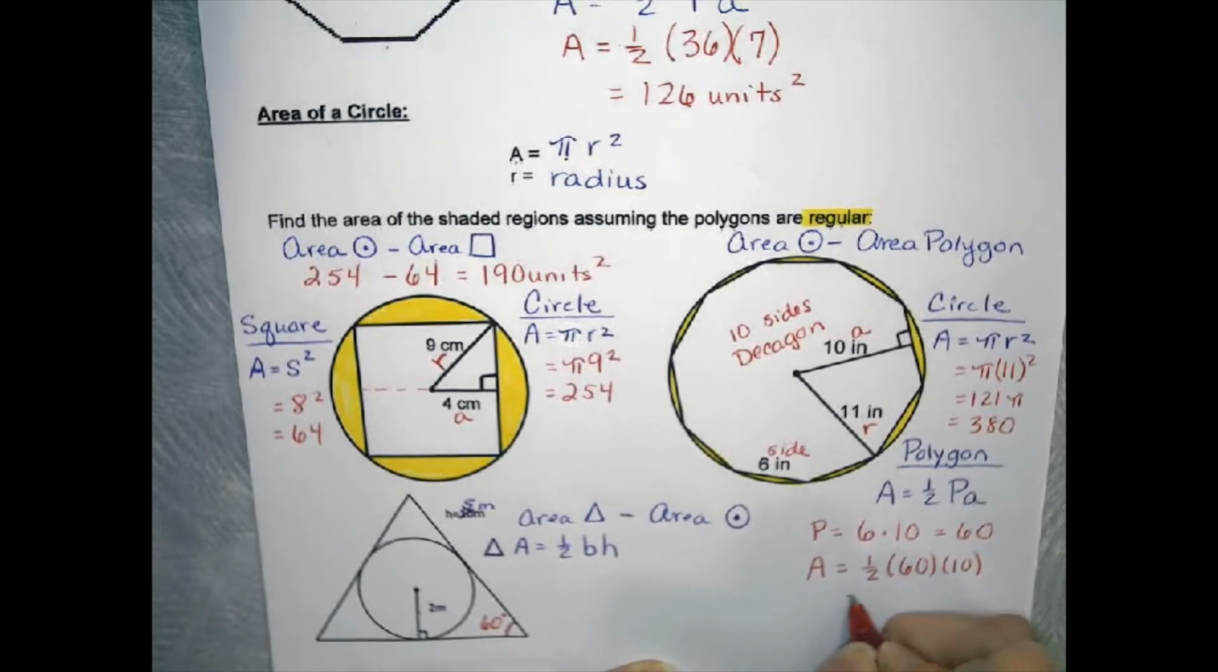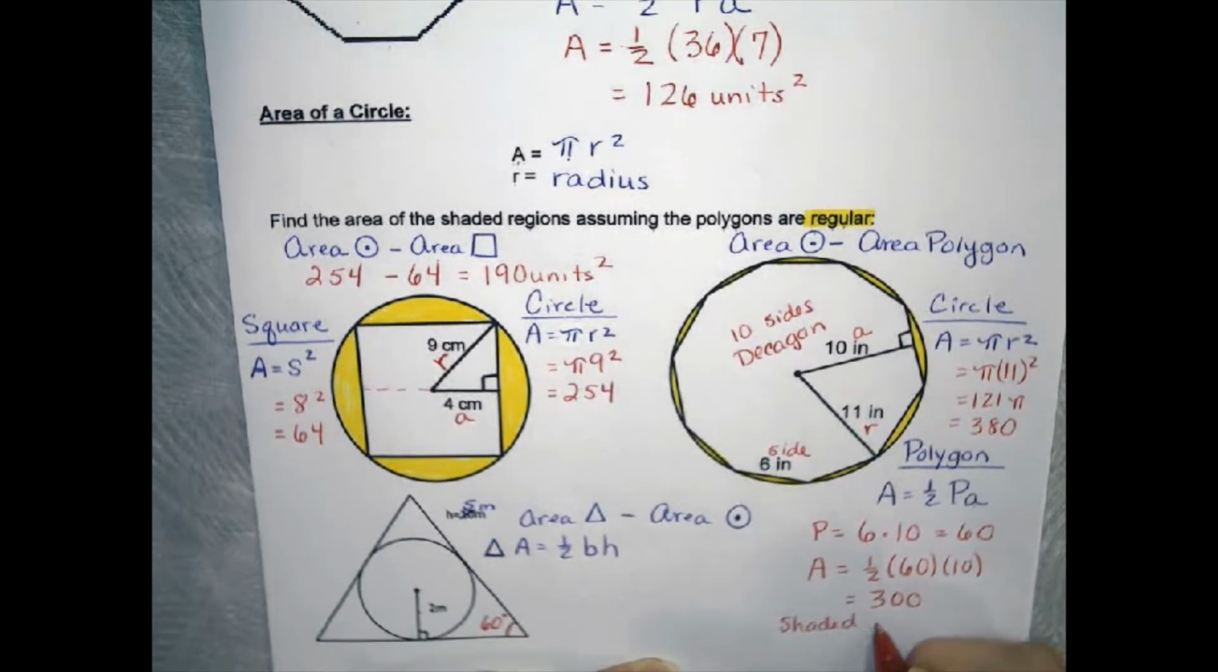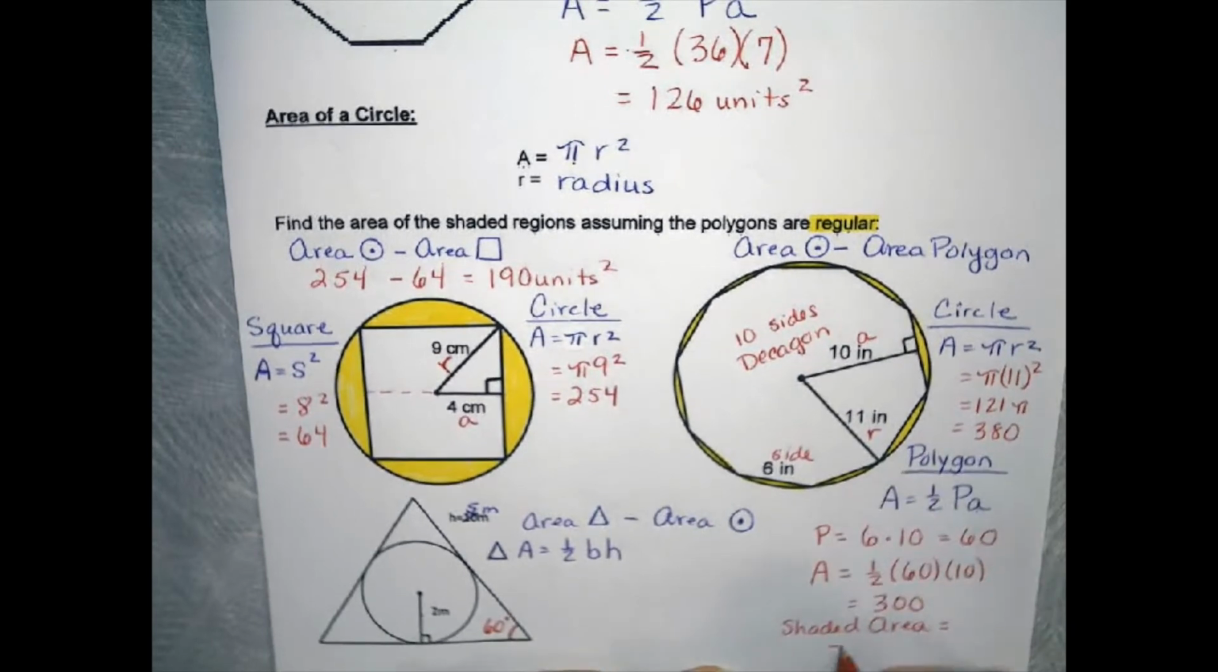So in order to find the overall area, which is shaded, I'm going to have the circle, which is 380, minus the polygon, which is 300, which will equal 80 inches squared. That would be the area of this yellow shaded area.